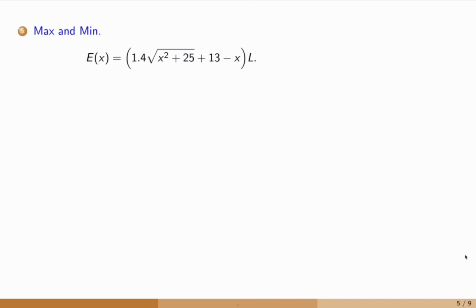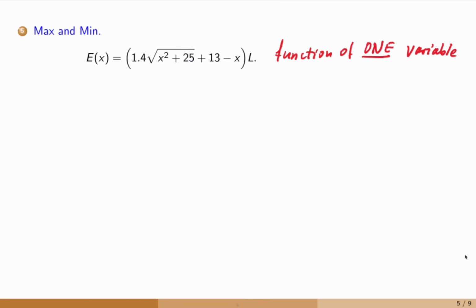So here's this formula again. E of x is 1.4 times the square root of x squared plus 25, plus 13 minus x, all times L. And so we see this as a function of one variable, because we assume L is given. We don't have a value for L, but still I assume L is given. We can apply our max and min methods.